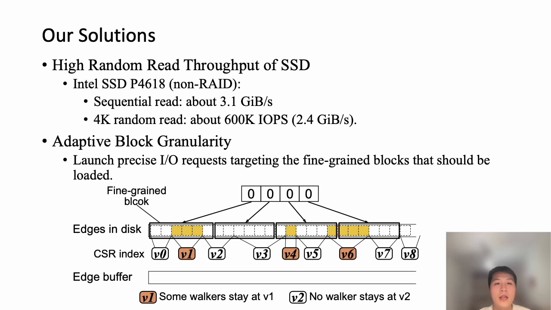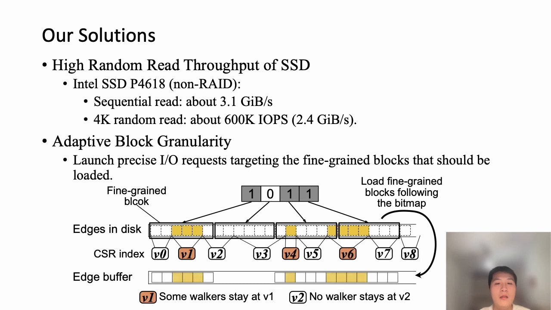We take the figure as an example. Since there are workers located at V1, V4, and V6, the corresponding fine-grained blocks are marked by the bitmap. NosWalker loads only the marked fine-grained blocks.